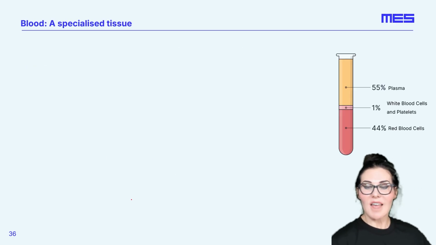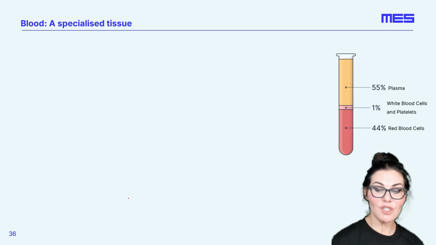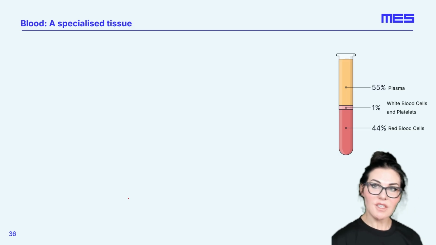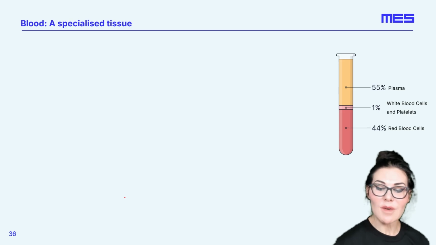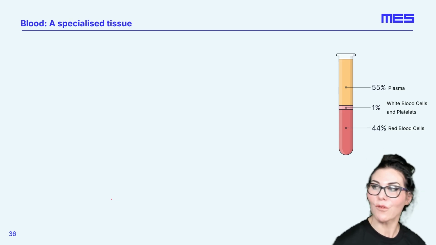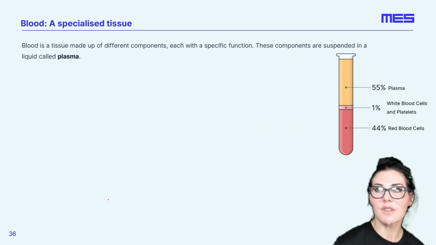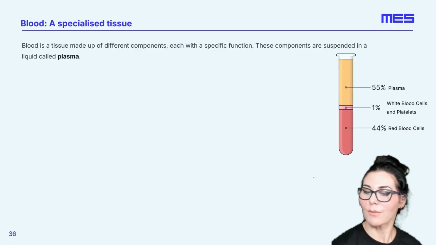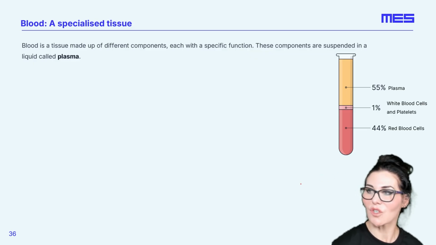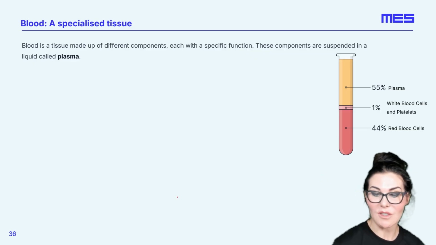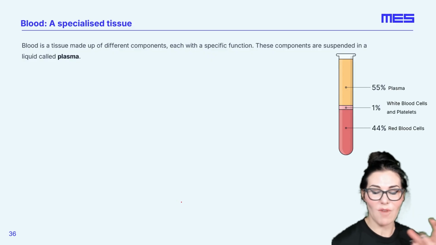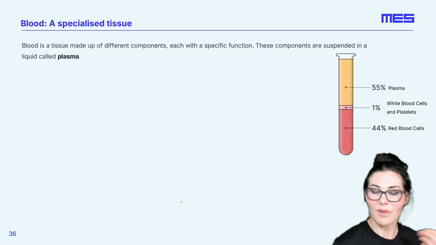Blood then, blood as a tissue. Remember what a tissue is from the beginning of the video. A tissue is a collection of similar cells working together to perform a function, and the blood is typical of this. Blood is made up of different components, and each of those components has its own unique job. What we have on the slide just above me here is a test tube showing you that if you were to separate blood out into its components, obviously when we take blood from somebody's blood vessel, it just looks like a red liquid, a thick red liquid, because it's all mixed up.